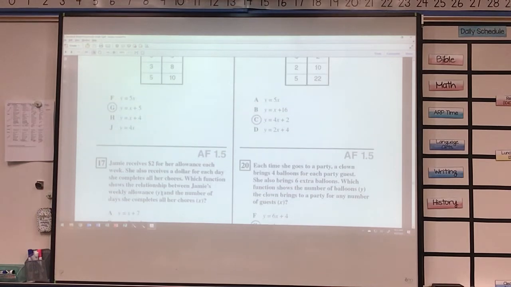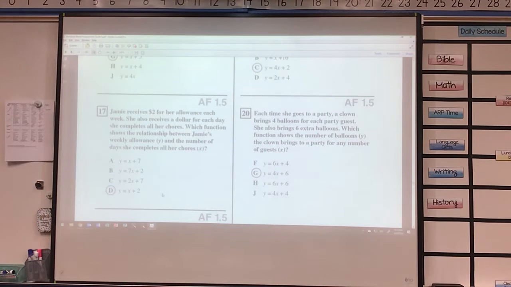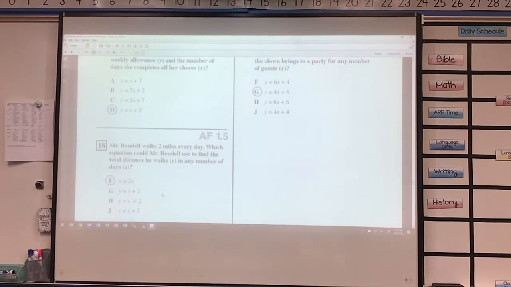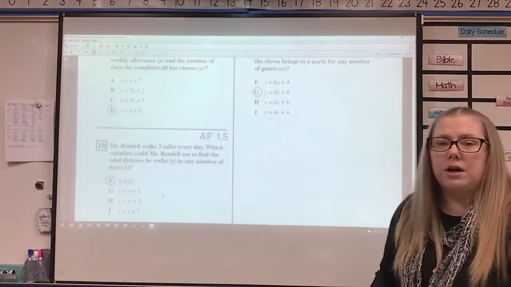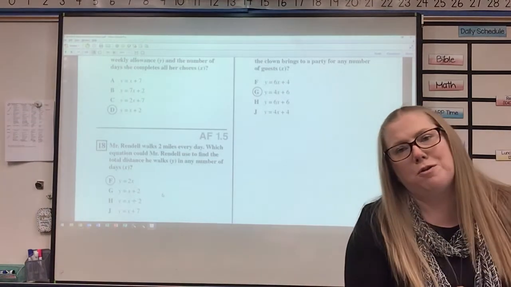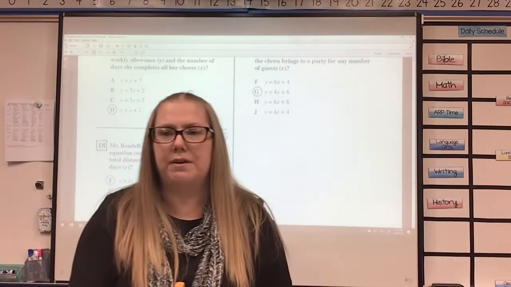Okay, and 16 is C, same thing, plug it in. 17 is D, 20 is G, and 18 is F. Okay, so that is your practice test answers. Make sure you give yourself a score out of 20, or out of 19 actually, because that one didn't have the answers.